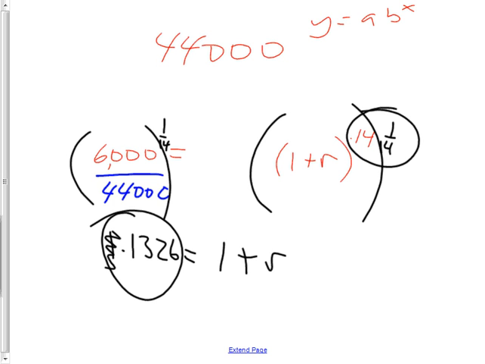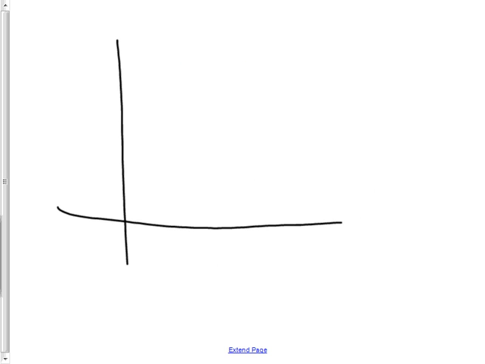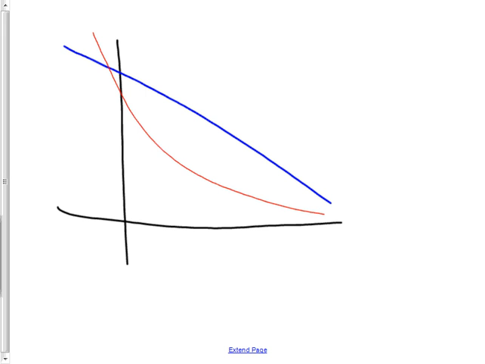Is that this kind of growth? Or is it this kind of growth? The blue or the red? It's not growth, sorry, decay. Decay. Which kind of decay is it? Is it the black kind or the blue kind or the red kind?